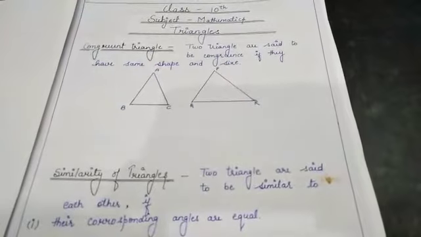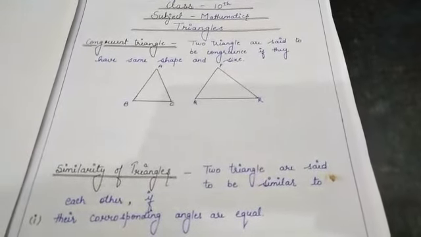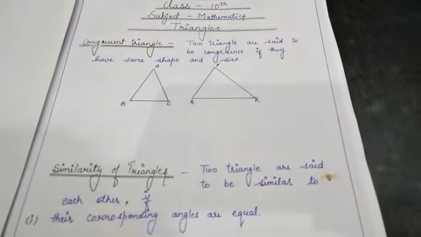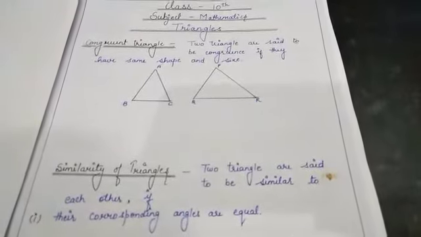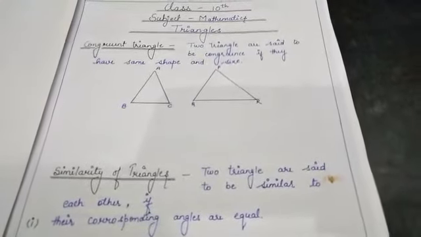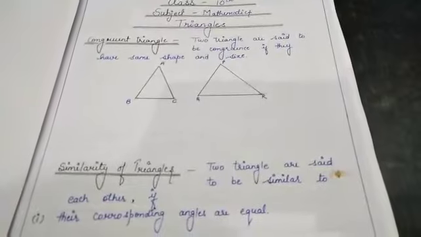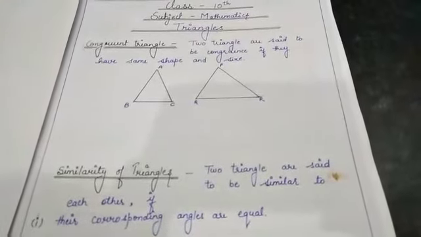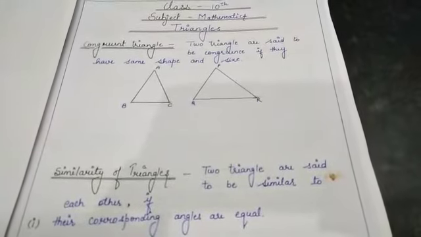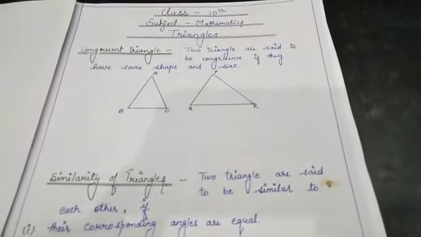So students, I'll begin a new chapter 7, that is triangles. In this chapter we shall study similar figures, especially similar triangles. So now I'll recap what a congruent triangle is. In this video I'm going to explain the basic difference between congruent triangles and similarity of triangles.